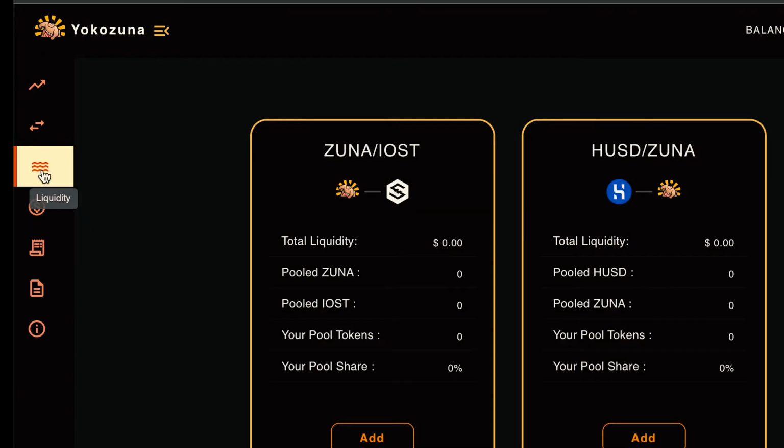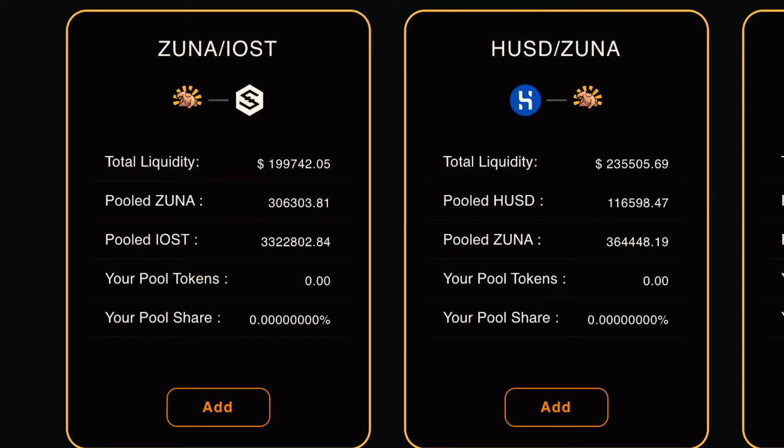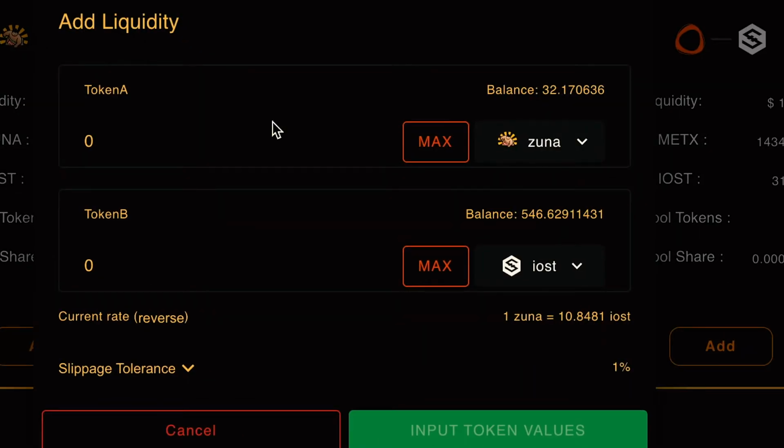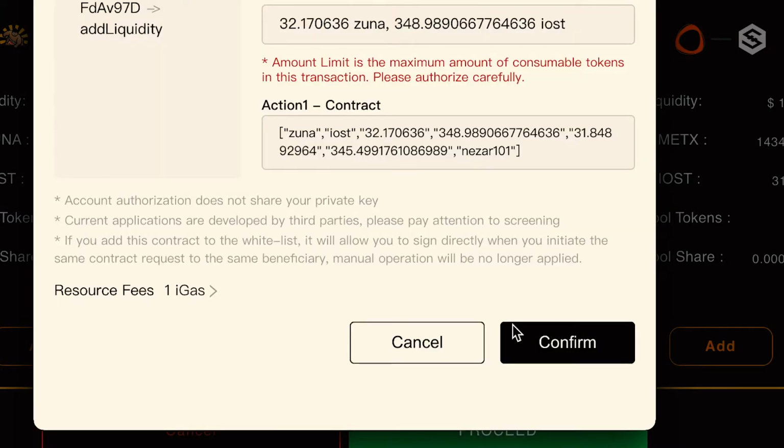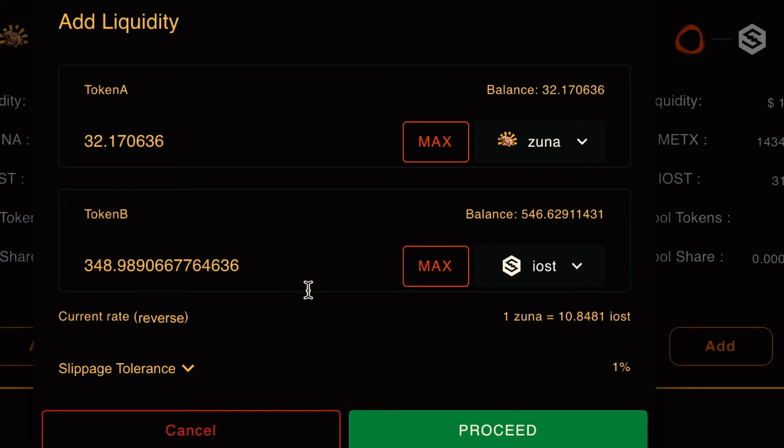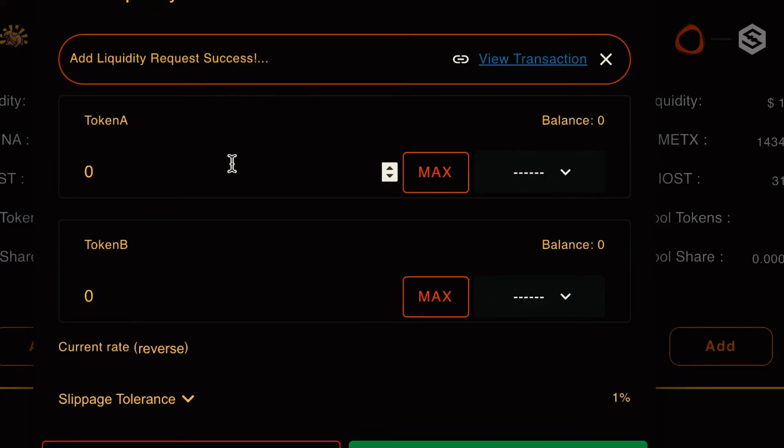So let's head over to the liquidity pools. I am gonna do the Zuna IOST. So when you're staking in liquidity pools, you're adding both tokens for that pool. Essentially, you're adding a trading pair. I think I got about 30 something Zuna tokens. I'm just gonna hit max. Great, auto-populates IOST for me. Let's proceed. Processing, adding liquidity, success.